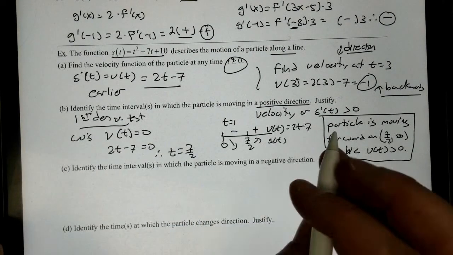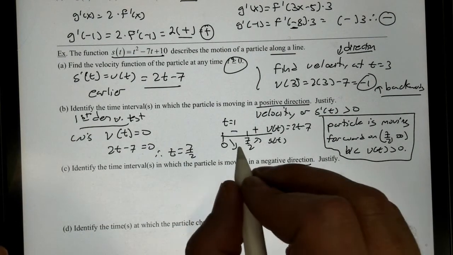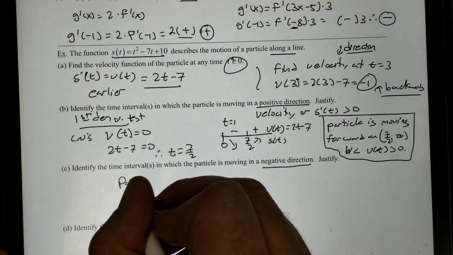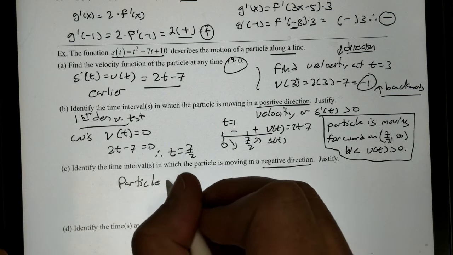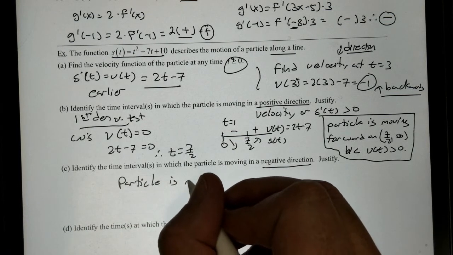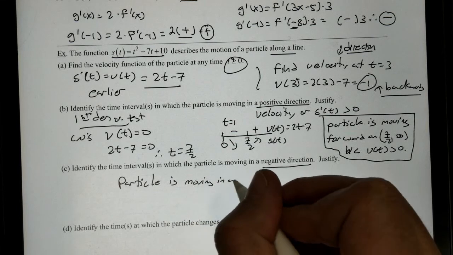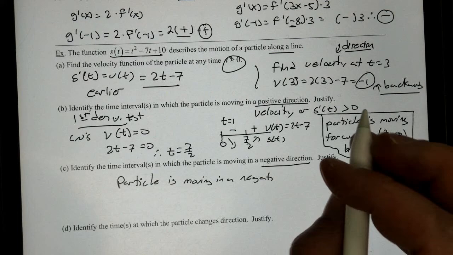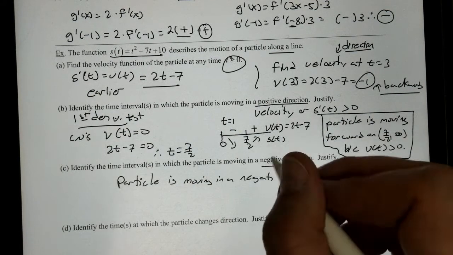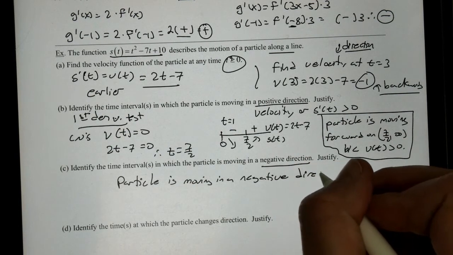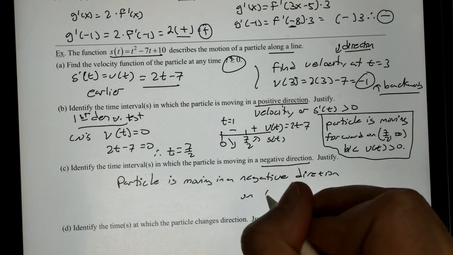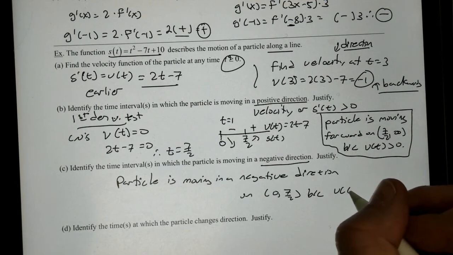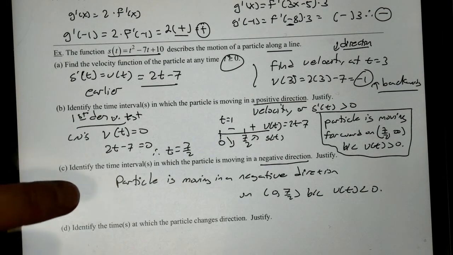Identify the time interval at which the particle is moving in the negative direction. Well, we already have that in our sign chart, so we can say the particle is moving in a negative direction. And up here, I said moving forward in the positive. Here, I'm just going to use the words that they're using. In the negative direction on the domain 0 to 7/2, and that is because in this situation, the velocity is less than 0.